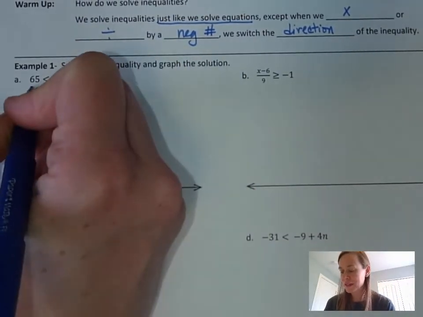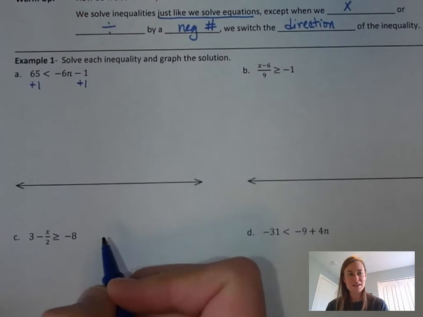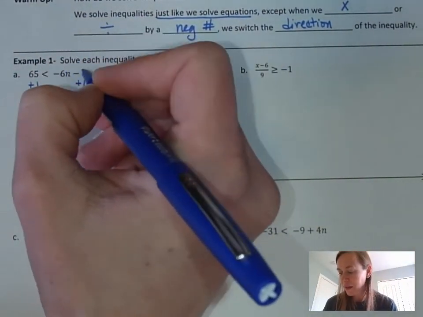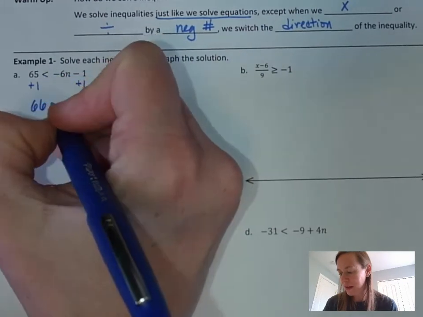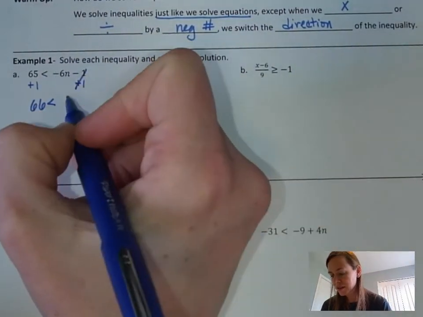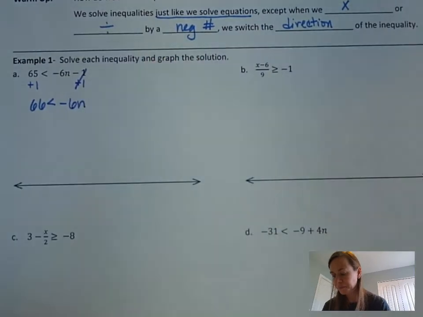And of course, what you do to one side, you do to the other side as well to keep things even. 65 plus 1 is 66. I didn't multiply or divide by negative, so I'm just going to bring down my sign as is. And then that went to 0, so I'm just left with minus 6n.